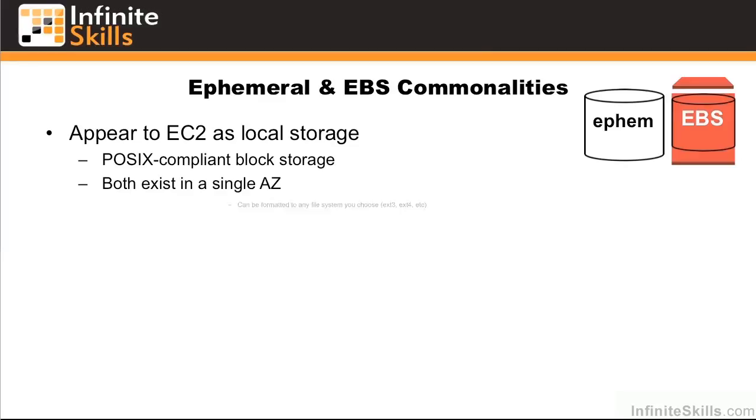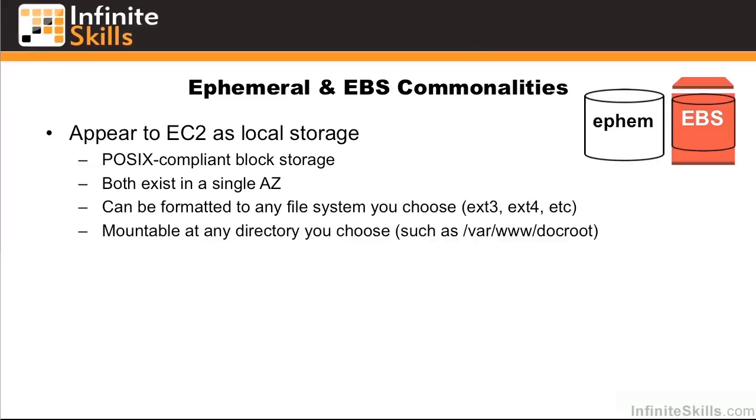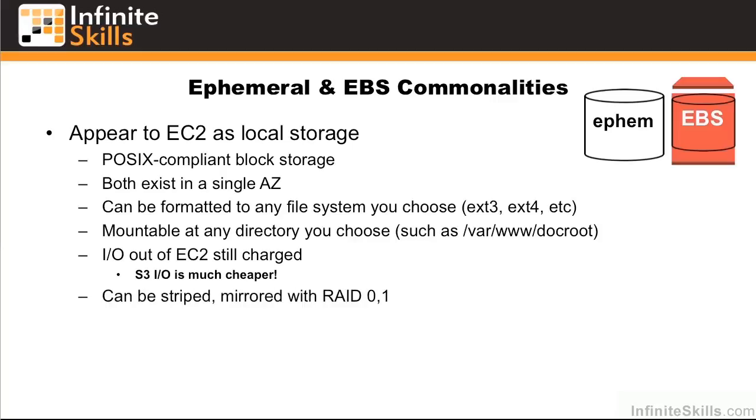Both of them exist in a single availability zone. They can each be formatted to any file system you choose. They can each be mountable at any directory you choose, such as the server's web root. The I/O out of the EC2 instance in both cases is charged. S3 I/O is always going to be your cheapest. They can be striped and they can be mirrored with RAID 0 and 1. But in the case of EBS, the disks are already redundant. Mirroring makes no sense, but striping may.